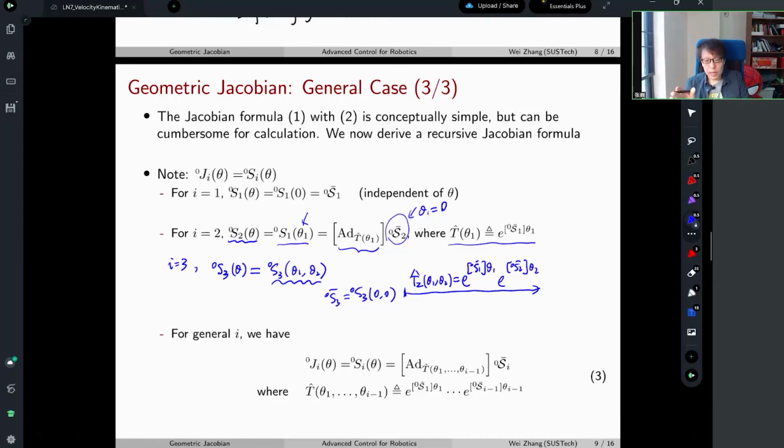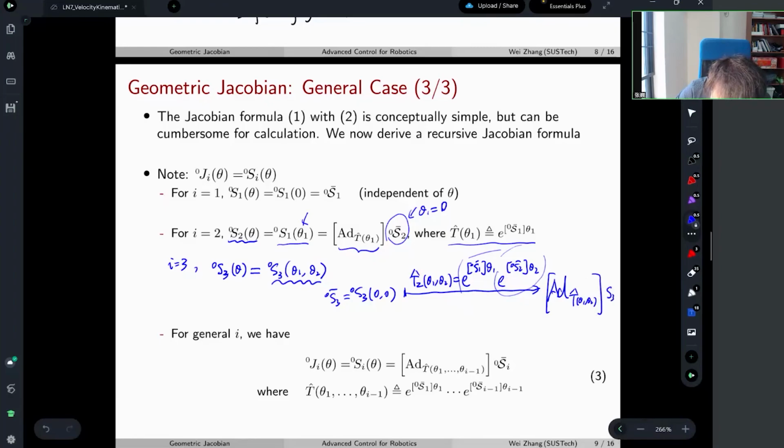The operation has to be applied, as we discussed in the forward kinematics case, backward. You first rotate about screw axis 2 by theta 2 degrees. Then this operation will not change screw axis 1, so you rotate everything about screw axis 1 by theta 1 degrees. So overall, you have this operator, and if you apply it, you move the screw axis in space. So that becomes S3 in frame 0. What you get is the adjoint of this T hat of theta 1, theta 2, a 6 by 6 matrix, times S3 0 bar, which is again a 6 by 6 matrix.